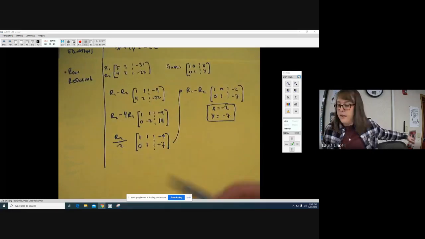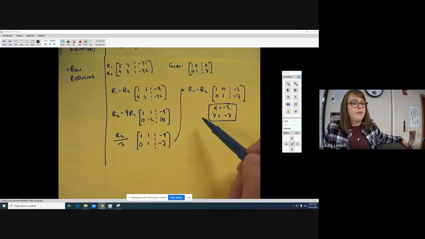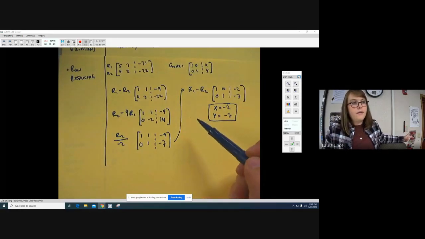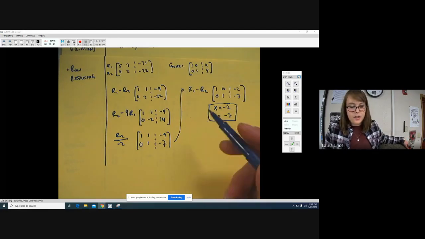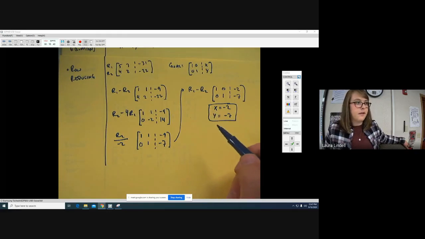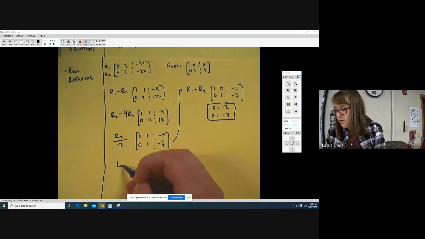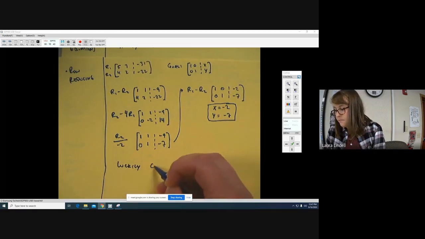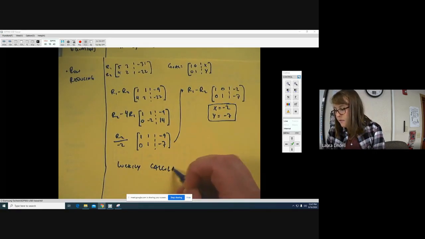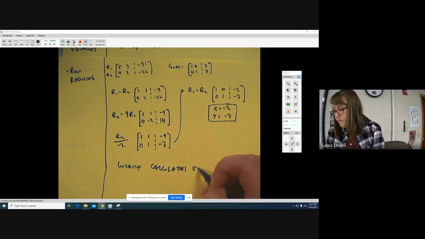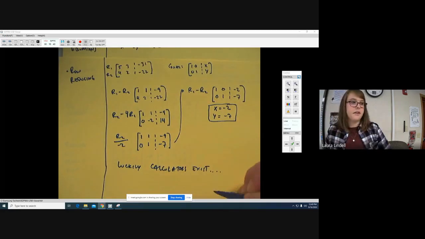But again, this was quite a process, 1. And 2, if you had 3 equations and 3 variables, this process would likely take a lot longer. So luckily there's calculators. Luckily calculators exist. Now there's 2 different kinds of calculators that can do this.